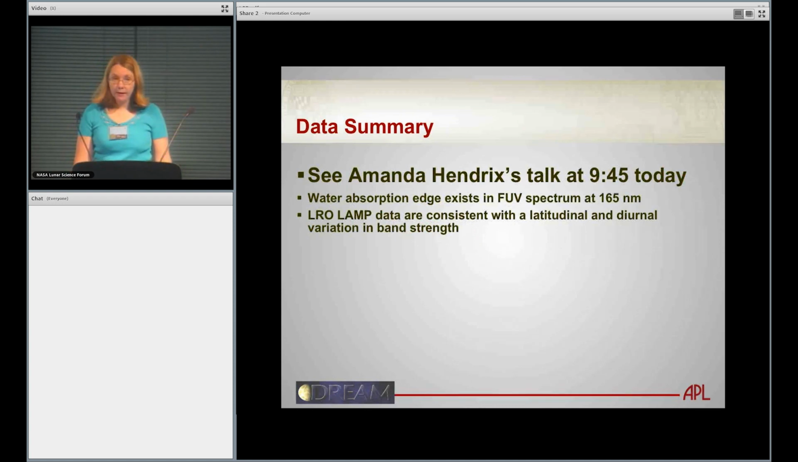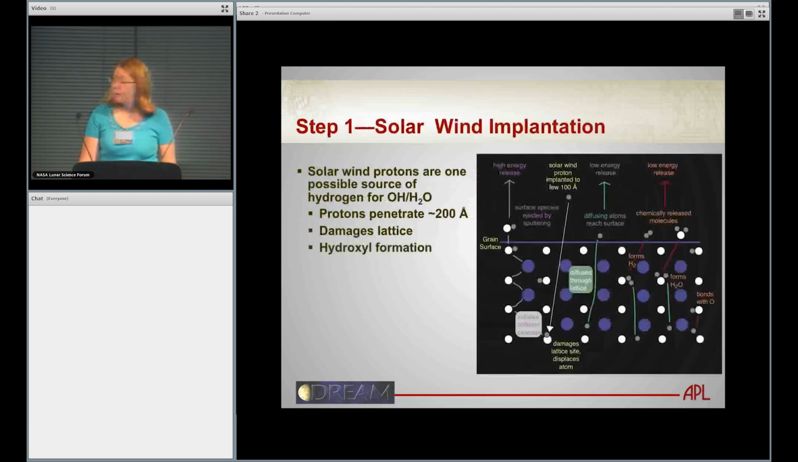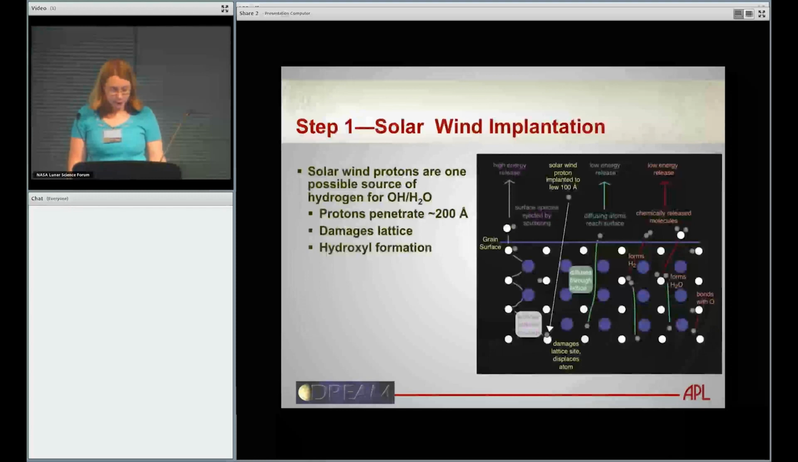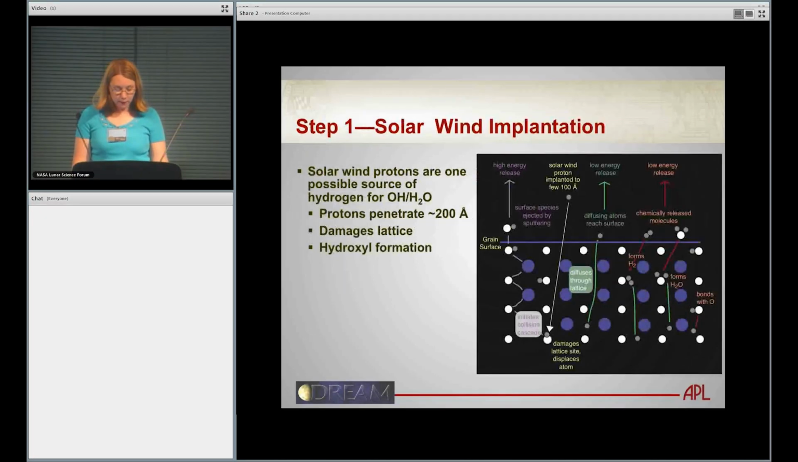And then there are really exciting results from LAMP on LRO, observing signatures of hydration that Amanda's going to talk about in 2 more talks. But the LRO data are consistent with latitudinal and diurnal variation in the band strength.